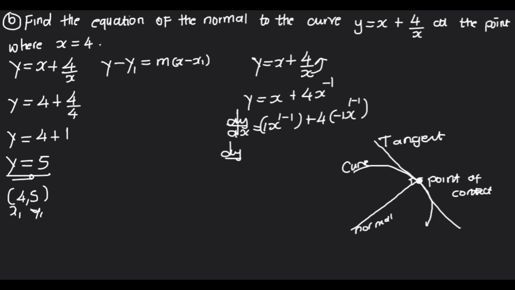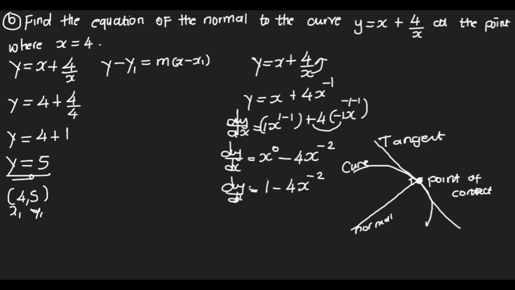So let's continue. So we have dy over dx is equal to, here we are going to have x raised to the power 0, since 1 minus 1 is 0. Then this 4 will multiply with negative 1, giving us negative 4. Then x raised to the power negative 1 minus 1 is negative 2. So dy over dx is equal to x raised to the power 0 is 1 according to the indices. So it's 1 minus 4x raised to the power negative 2.